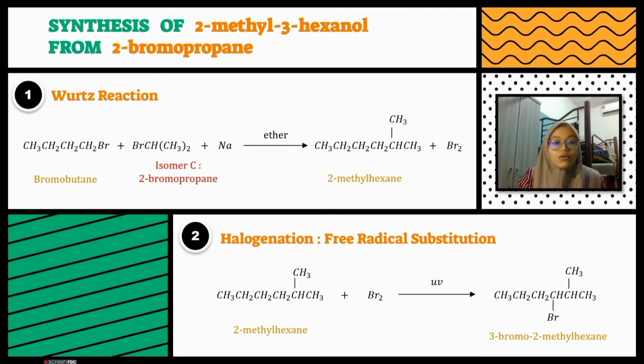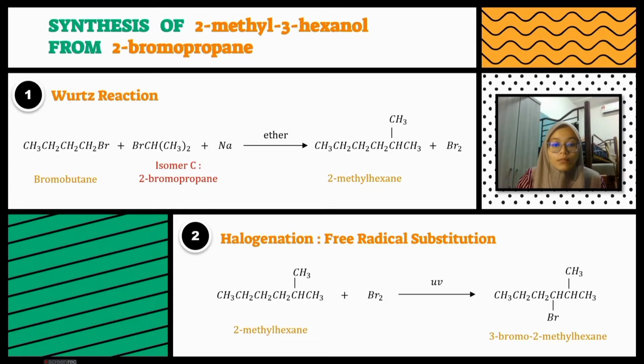The first step for the synthesis of 2-methyl-3-hexanol from 2-bromopropane is to do the Wurtz reaction. In this reaction, bromobutane will react with the isomer C, which is 2-bromopropane, and sodium in ether solvent to produce 2-methylhexane and bromine. The second step is the halogenation reaction, which is the free radical substitution.